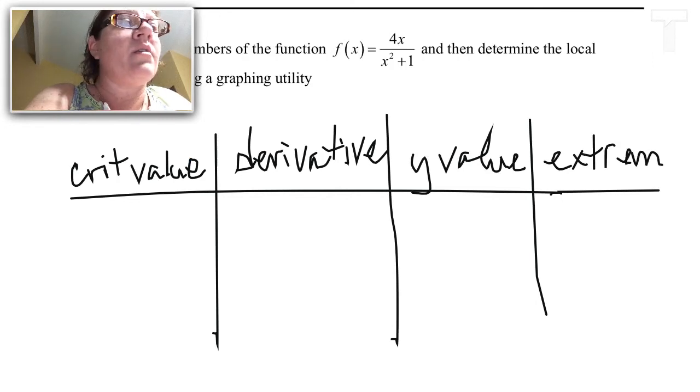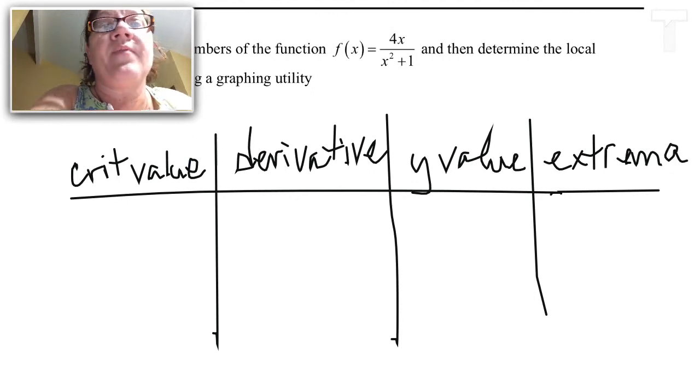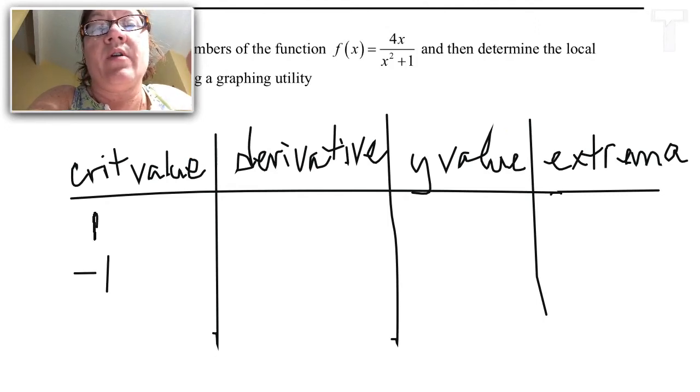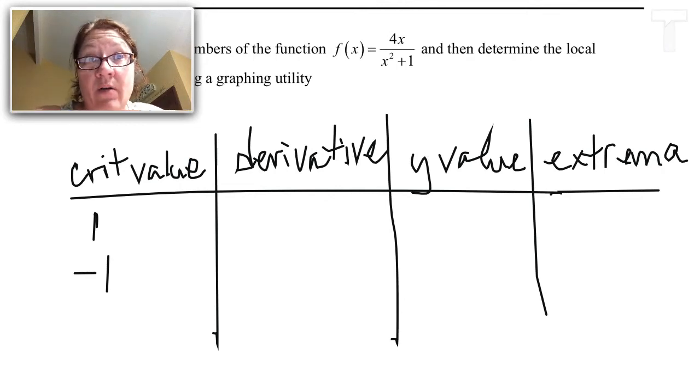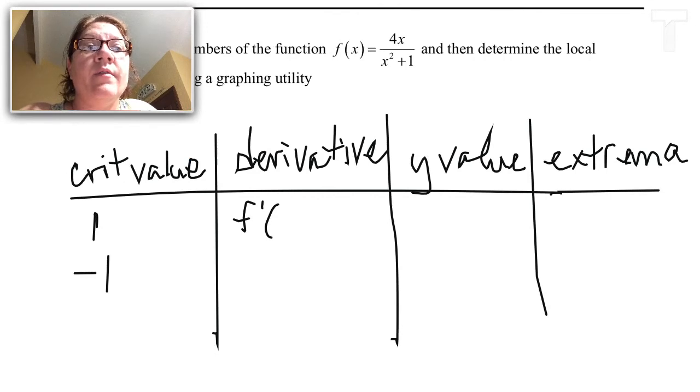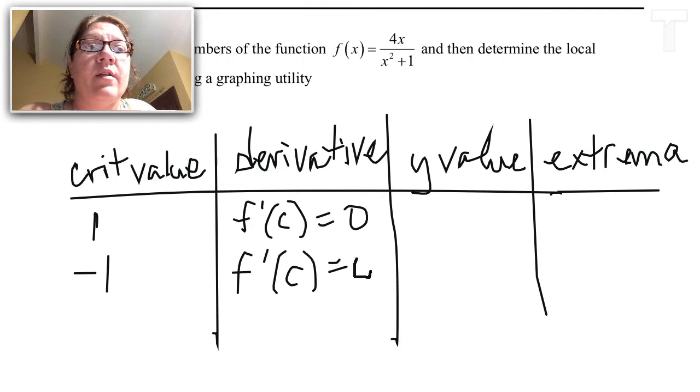And oops, that's extreme. That looks weird, but I think that's spelled right. Okay, so the critical values happened at 1 and -1, because those were my results from setting it equal to 0. I didn't get any results from making it undefined. And so what I know about the derivative is it was 0 at both of these locations. As a matter of fact, I could just say, oh, I don't need c in there. I need 1 and -1.